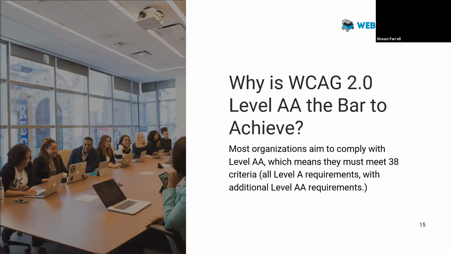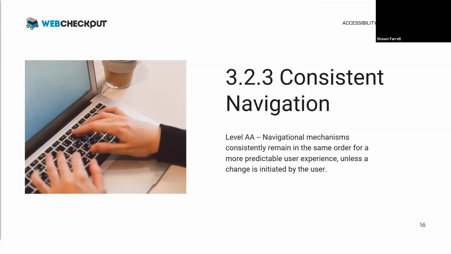Now, most organizations, especially schools, are trying to comply with AA, which means they have to meet 38 different forms of criteria. And these criteria would be everything. In order to do AA, you have to meet everything for single A. So the combination of single A and AA is 38 criteria.